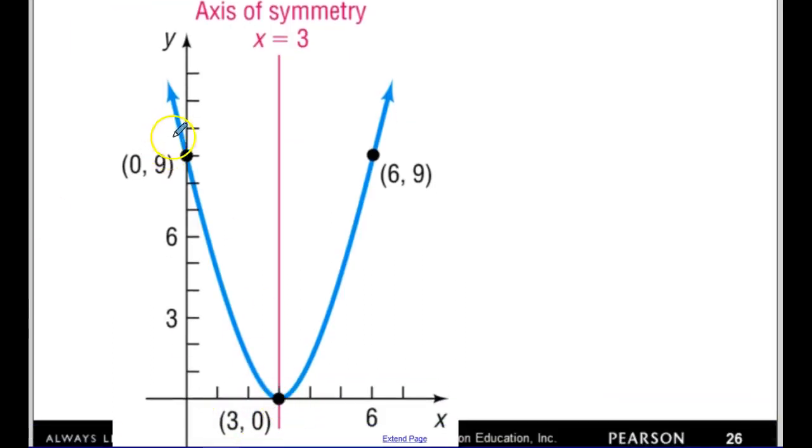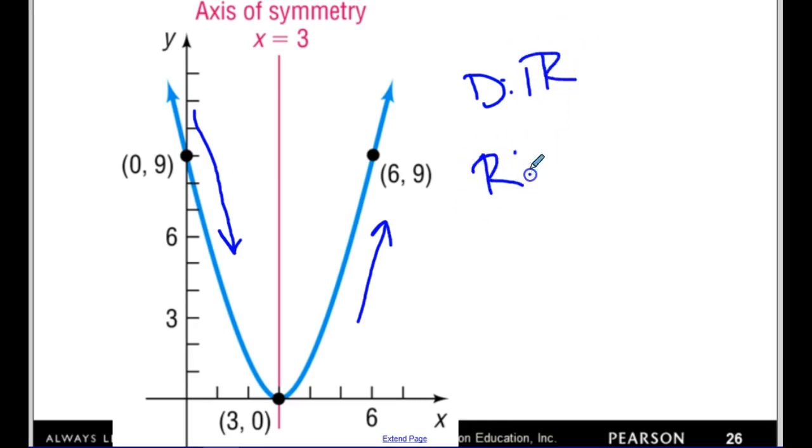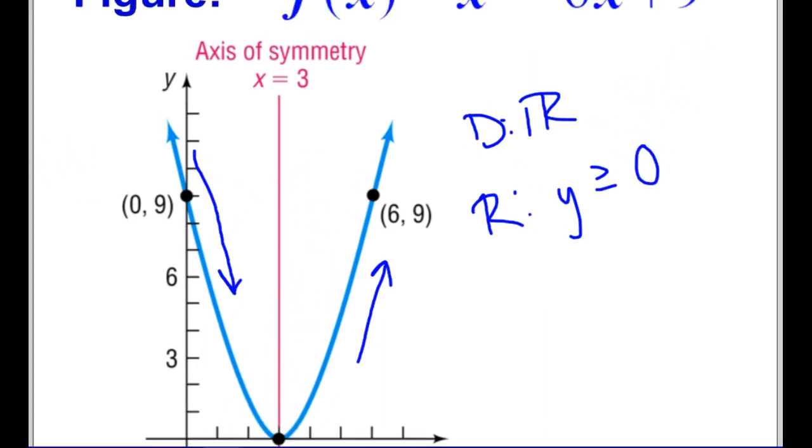So here is our vertex. Here is that y-intercept. Just like we did on that last example, I can find this third point over here by knowing if I go to the left 3, I can go up 9. So if I go to the right 3, I can go up 9. I can also see that my function is decreasing from negative infinity to 3, and it is increasing from 3 to positive infinity. My domain here would be all real numbers. My range would be y is greater than or equal to, because it's opening up, and the lowest point is when y is 0. So that would be the range for this function.